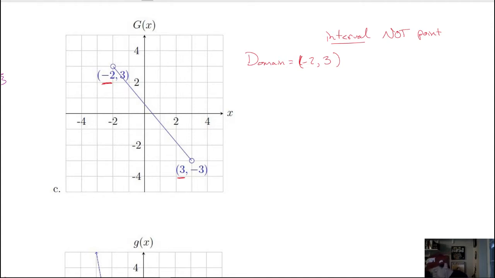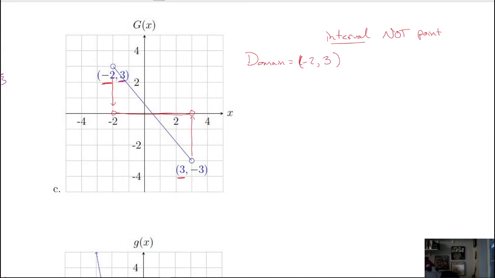If we'd taken this and smashed it down onto the x-axis, we'd have an open circle at -2, and then the right end point, 3, -3, would come up to an x value of 3 on the x-axis, and we get everything in between. So we get all the x values from -2 to +3.